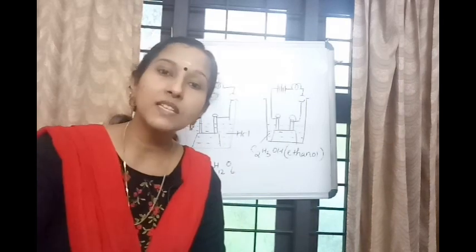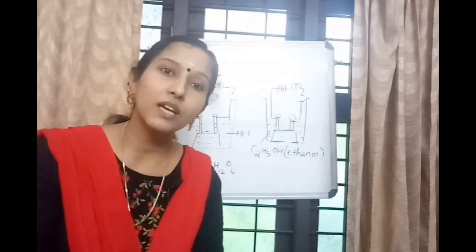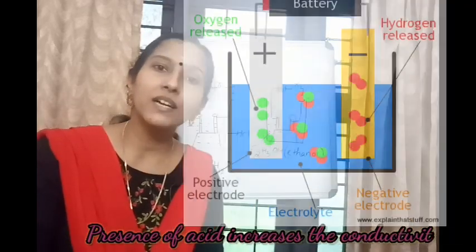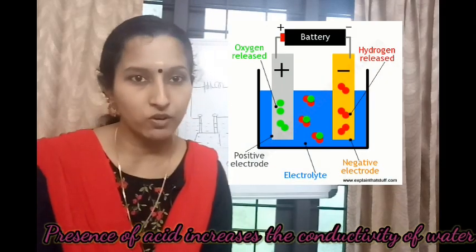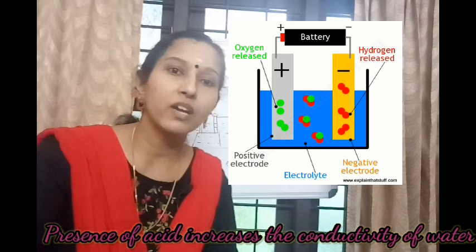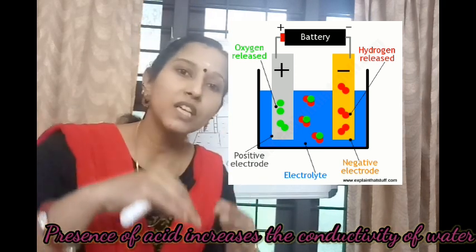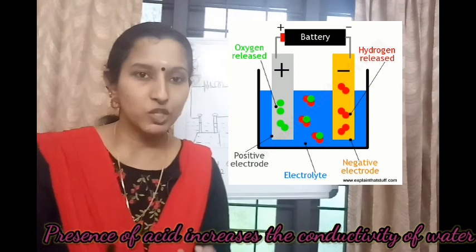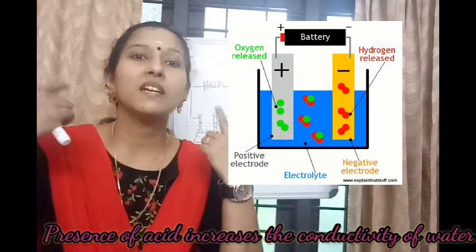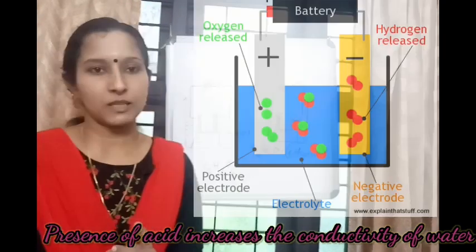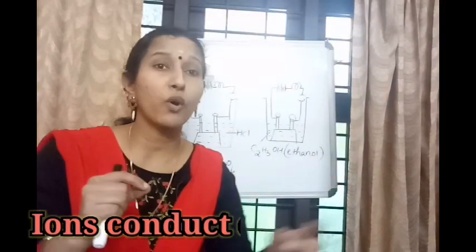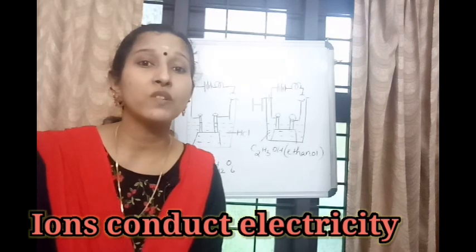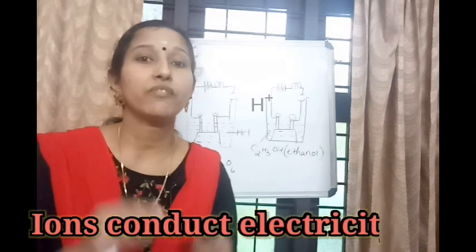And we are adding some amount of acid into the water, which increases the conductivity, which means that water already contains H plus and OH minus ions. If we add some amount of hydrochloric acid or sulfuric acid into the water, the presence of ions increases, which means an increase in the conduction of electricity. So the very important point you have to understand is that the presence of ions increases the conductivity of electricity.